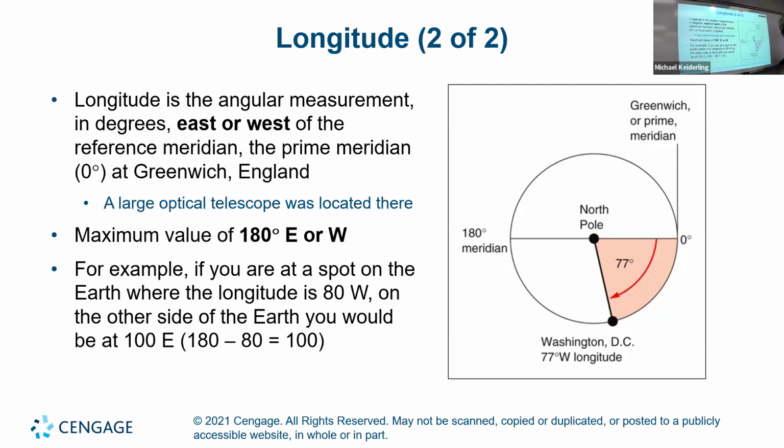And that's because, you can see here, we're measuring from 0. You go to the point opposite, this angle is the same. This would also be 77 degrees. So the angle you're interested in is going to be 180 minus 77, which is 103. So again, you're measuring from 0. So that's how you find the point opposite you in longitude.